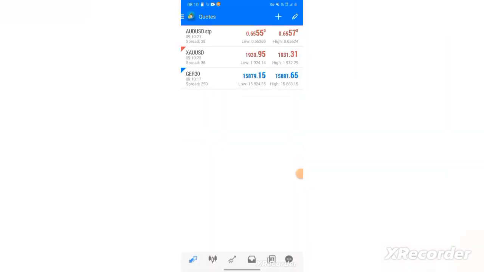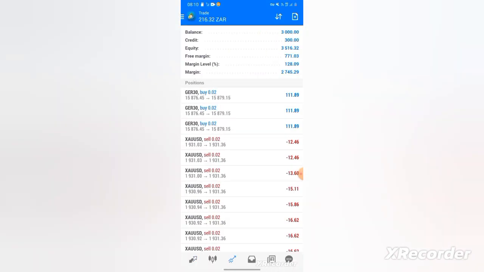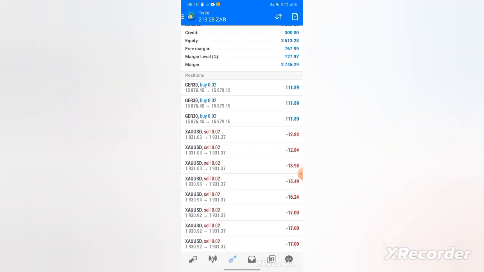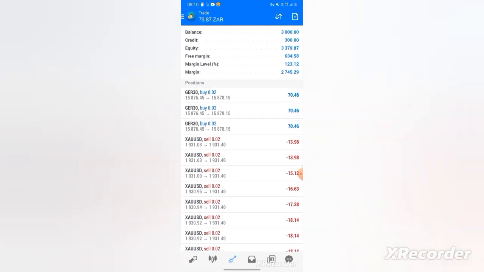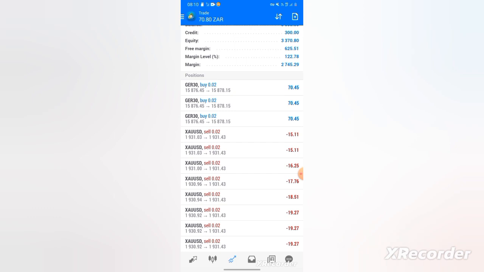Yeah guys, I don't know how long it's been, but as you can see, German 30 is going up. I'm just waiting for gold to sell, you understand? So you know, scalping, I have the best strategy, whether it's scalping or day trading. I'll update you guys.